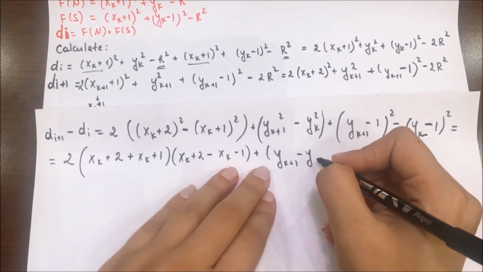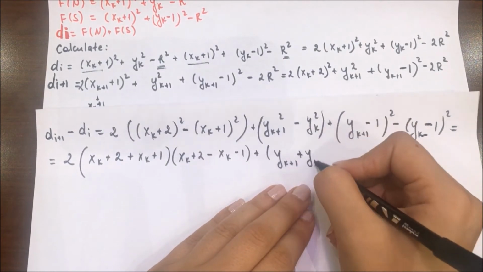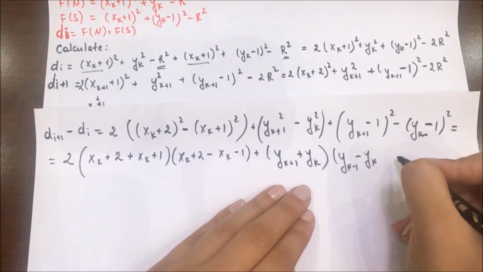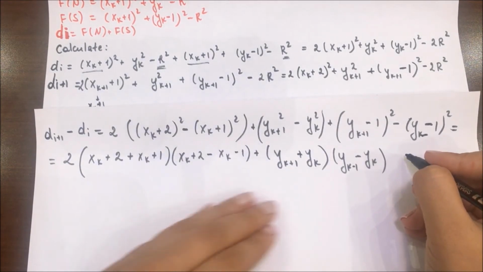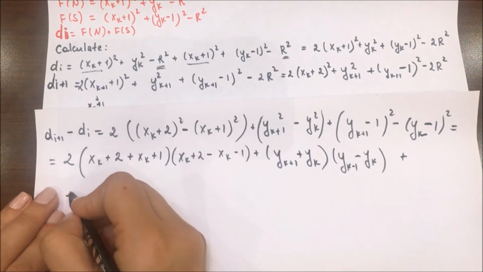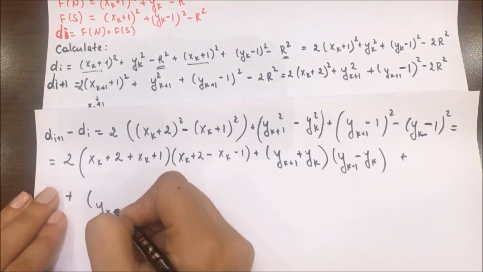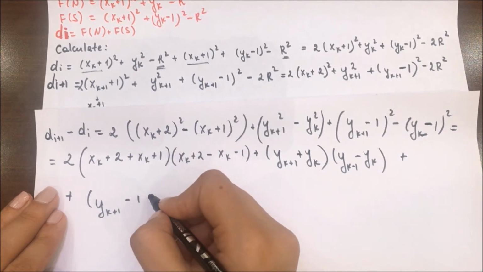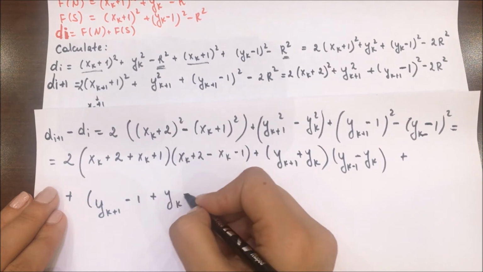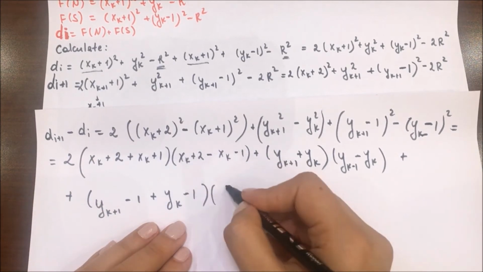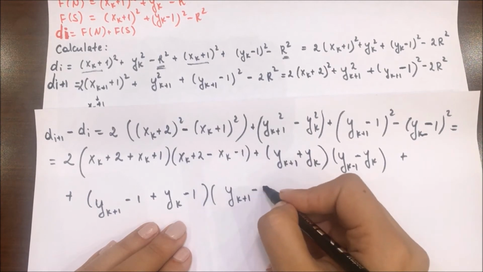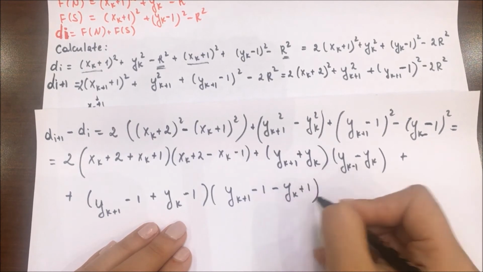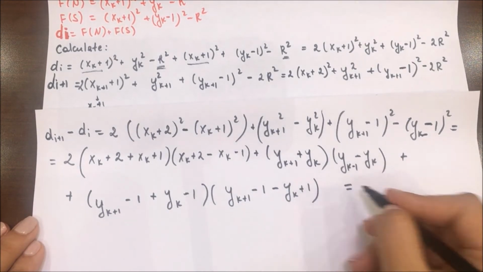Then plus (yk plus 1 plus yk) times (yk plus 1 minus yk), plus (yk plus 1 minus 1 plus yk minus 1) times (yk plus 1 minus 1 minus yk plus 1). I'm going to simplify again.